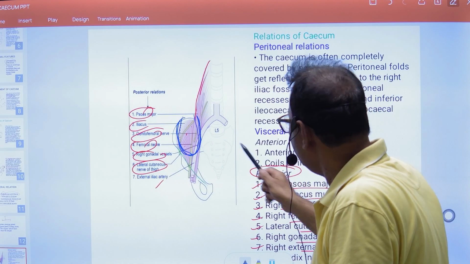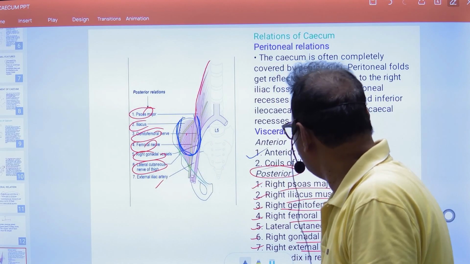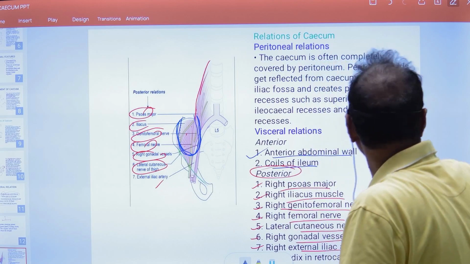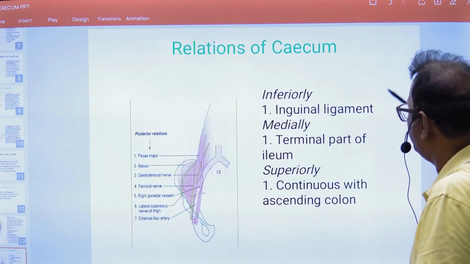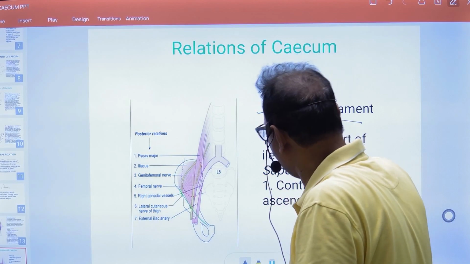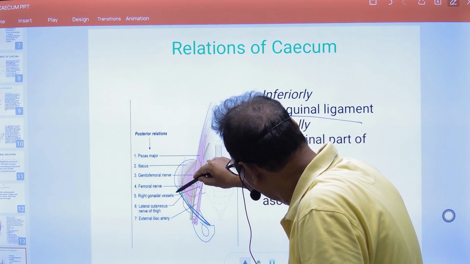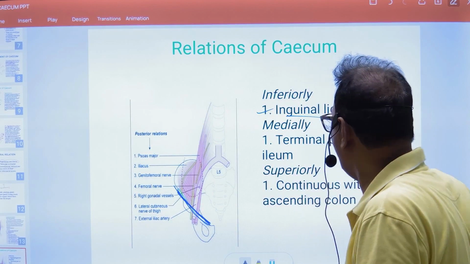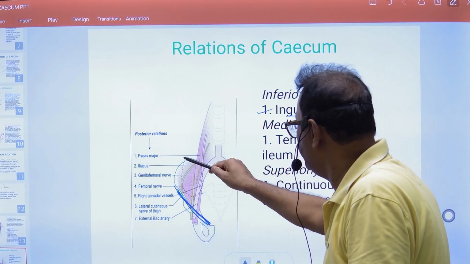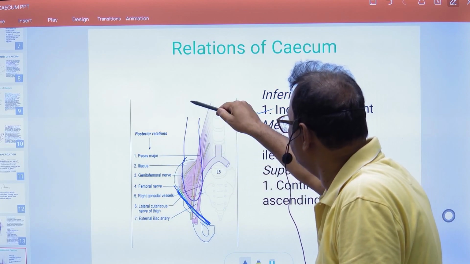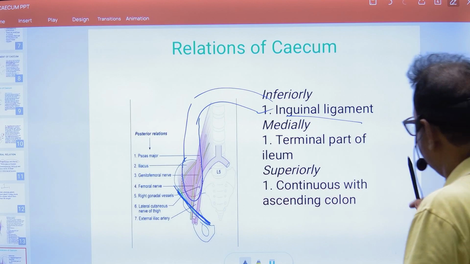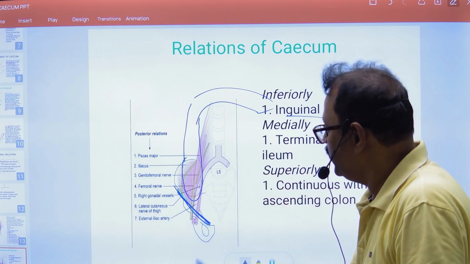Regarding anteriorly, it is very close to the anterior abdominal wall. So the anterior abdominal wall and the coils of the ileum will form the anterior relation. Regarding inferiorly, we have already seen that we have got the inguinal ligament over here. So this inguinal ligament will form its inferior relation, and superiorly it will be continuous with the ascending colon. So these are the relations of the cecum.